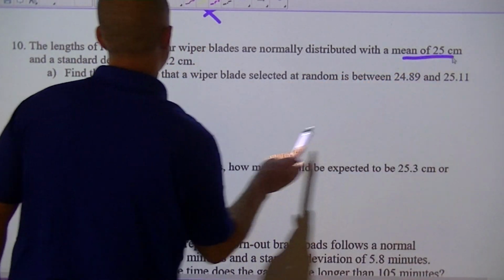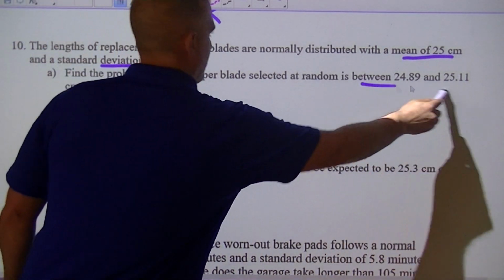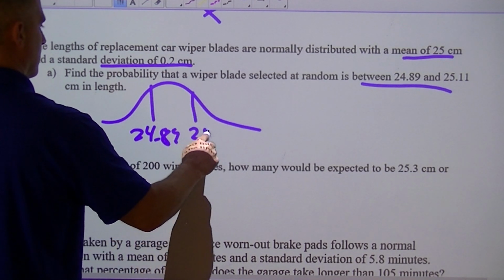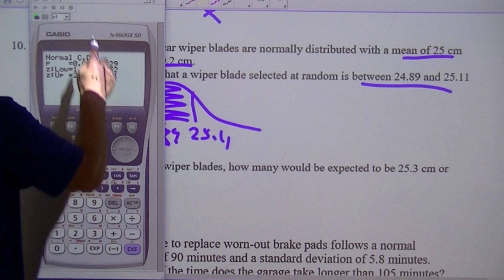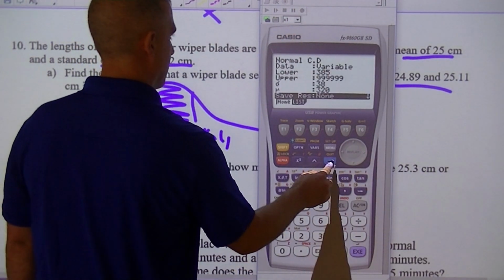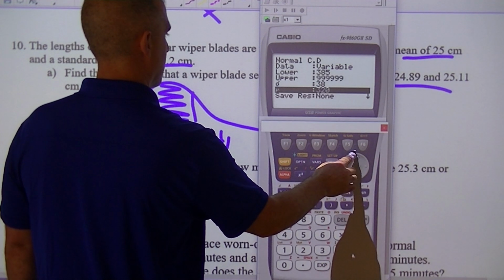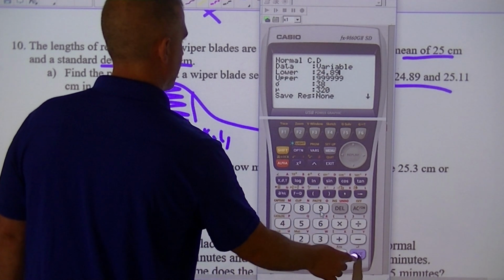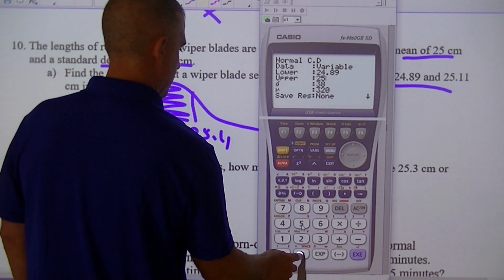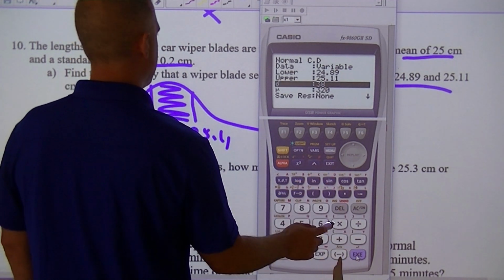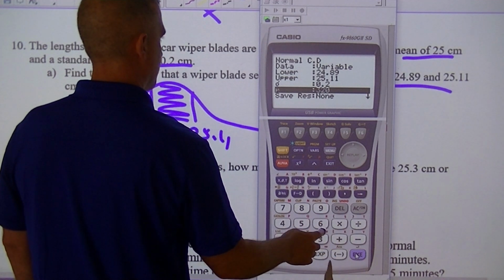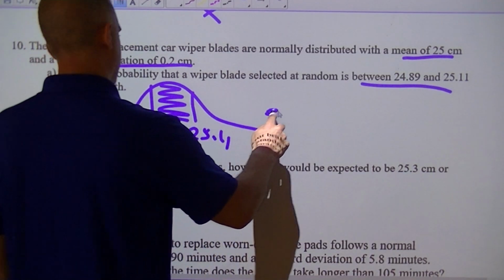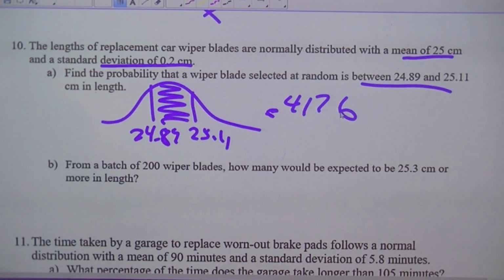So we got mean of 25, standard deviation of this. We want between 24.89 and 25.11, standard deviation of 0.2, mean of 25. 0.4176.